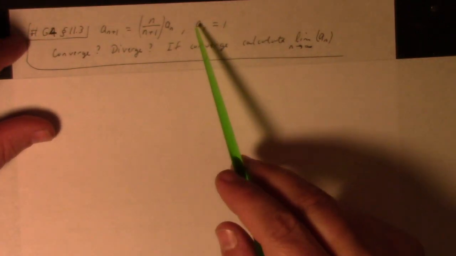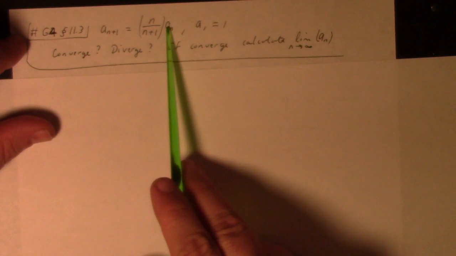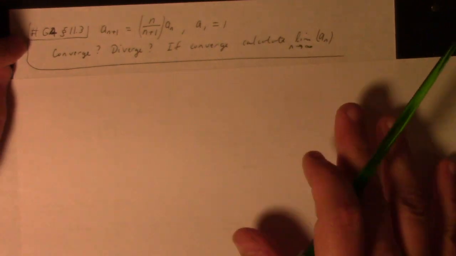So here's number 64. We're asked, here's a recursively defined sequence. Does it converge? Does it diverge? If it does converge, calculate the limit, all right? So here's the recursive definition. a_1 is 1, a_{n+1} is n over n+1 times a_n. Great.